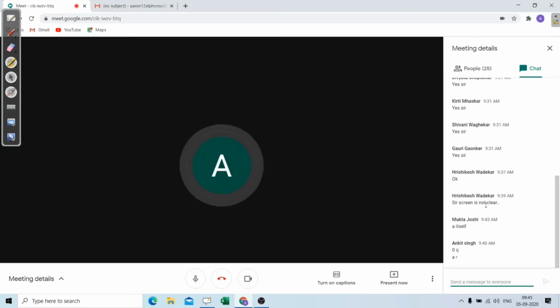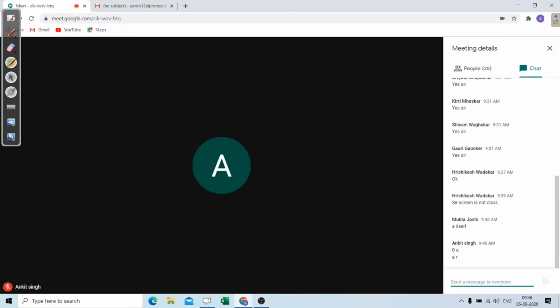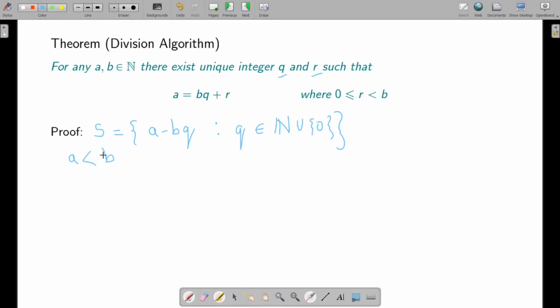Yes, sir. Q as quotient is 0, remainder will be the same. That's right. A itself. Fine, that is right. So, I hope everyone can see that. If A is less than B, then you can write A as B times 0 plus A itself. And we know that A lies between 0 and B, since A is less than B. So, therefore, this is a valid expression. So, the existence is proved in this case when A is less than B.